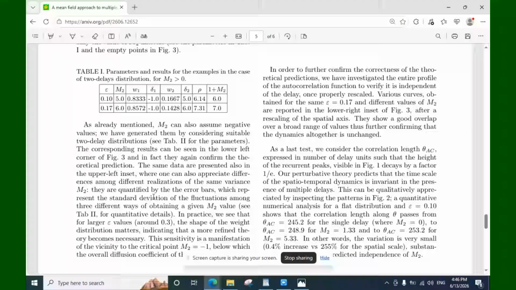They are quantified by the error bars, which represent the standard deviation of the fluctuations among three different ways of obtaining a given M2 value. See Table 2 for quantitative details. In practice, we see that for larger epsilon values, around 0.3, the shape of the weight distribution matters, indicating that a more refined theory becomes necessary.